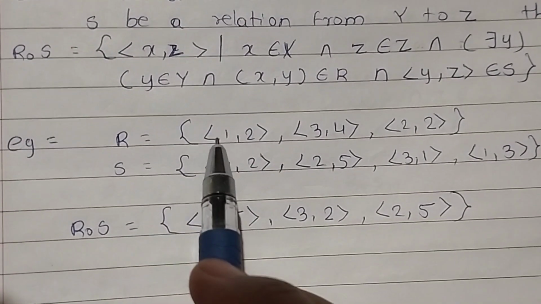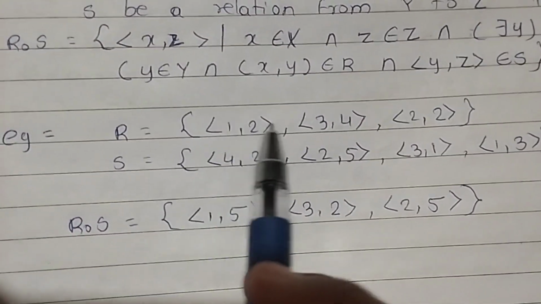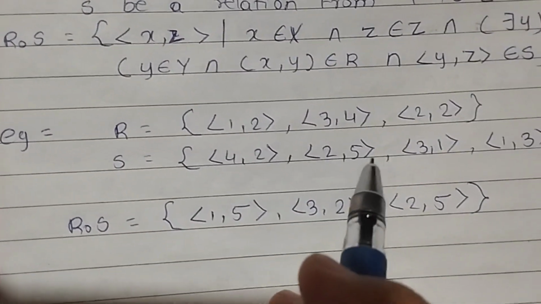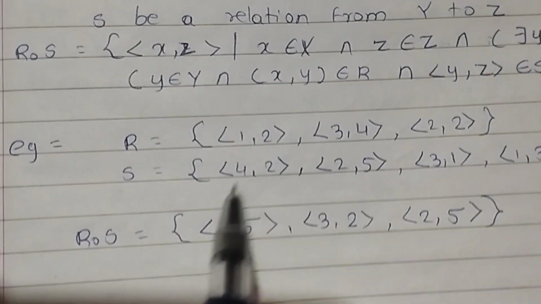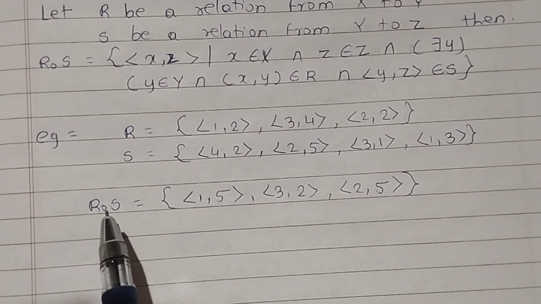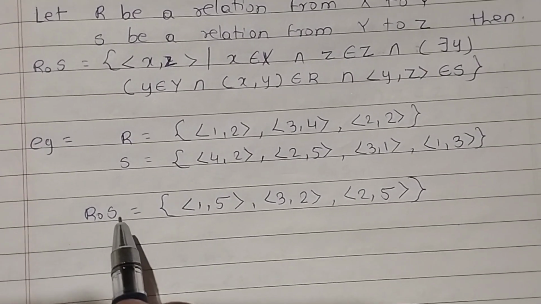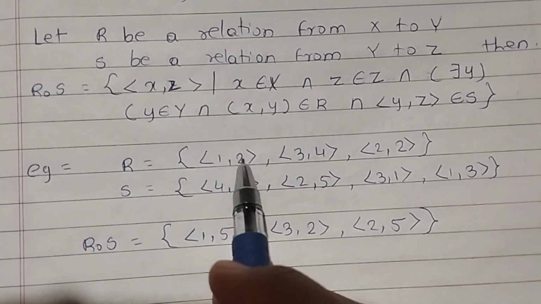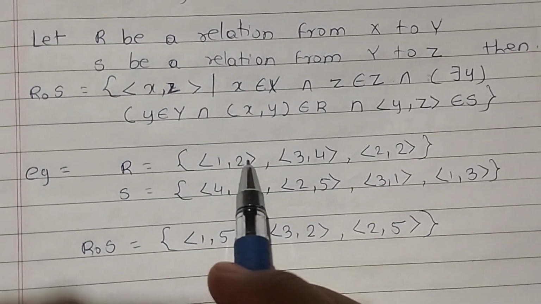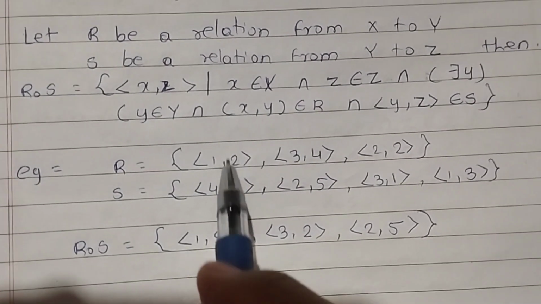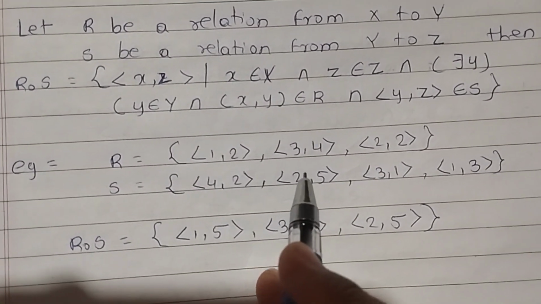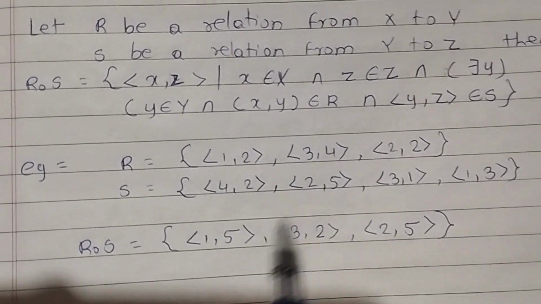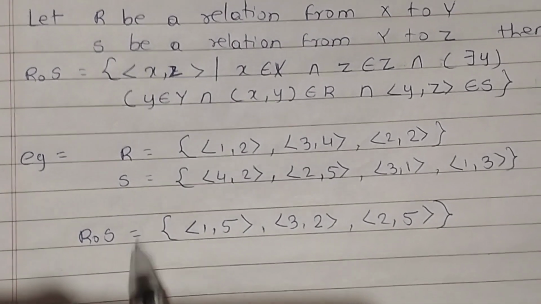For example, the R set is {(1,2), (3,4), (2,2)} and the S set is {(4,2), (2,5), (3,1), (1,3)}. Now we want to find R∘S. So (1,2), then the starting of 2 is present. Yes, in the S set the starting of 2 is present. Then (1,5) is in R∘S.